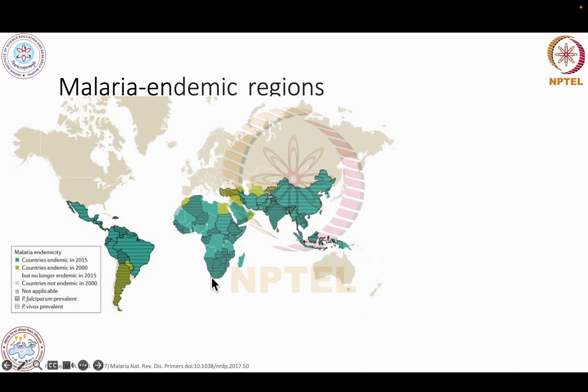So these are the color-coded regions in the map. You can see the green-coded are countries endemic in 2015. Yellow, this yellowish green, is countries endemic in 2000.